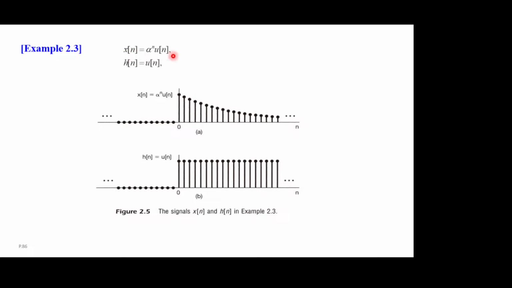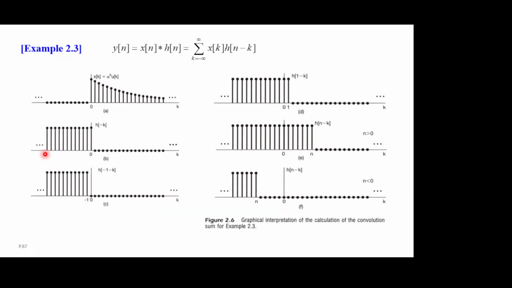If our x of n equals alpha to the n times u of n, and we assume alpha is less than 1, so you have a decaying signal. And your h of n equals u of n, so this is actually a very large response, it's an infinite response. But anyway, the question is, what's the convolution of them?